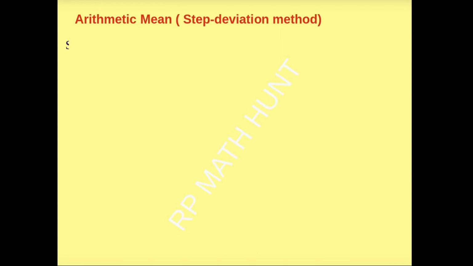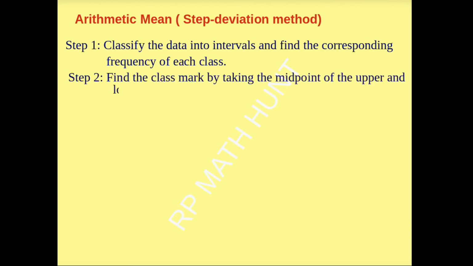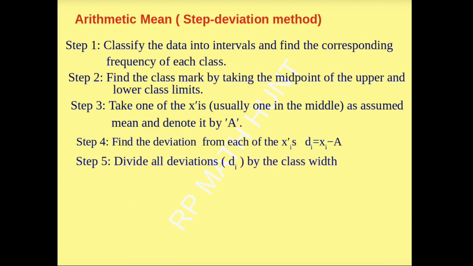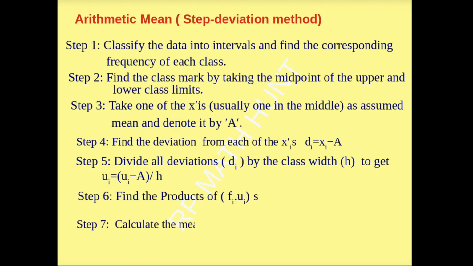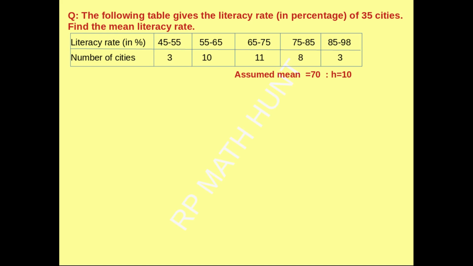Now, one more method, arithmetic mean by the step deviation method. Step 1, classify the data into intervals and find the corresponding frequency of each class. Step 2, find the class mark by taking the midpoint of the upper and lower class limits. Step 3, take one of the xi's as the assumed mean and denote it by capital A. Step 4, find the deviation from each of the xi's: di is equal to xi minus A. Step 5, divide all deviations di by the class width h to get ui is equal to (xi minus A) by h. Step 6, find the products of fi ui's. Step 7, calculate the mean as Am is equal to A plus sigma fi ui by sigma fi, into h.